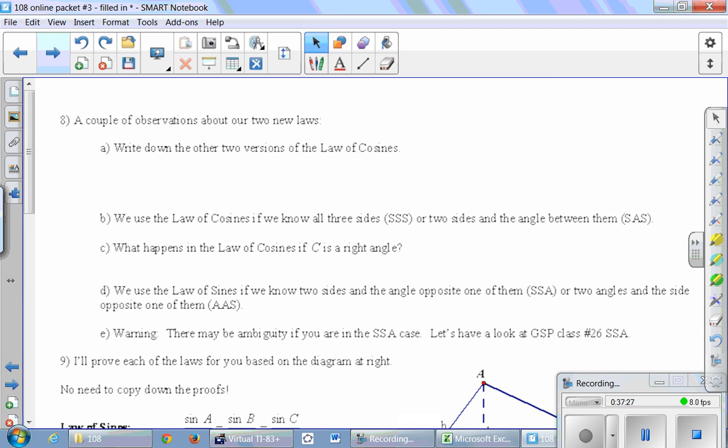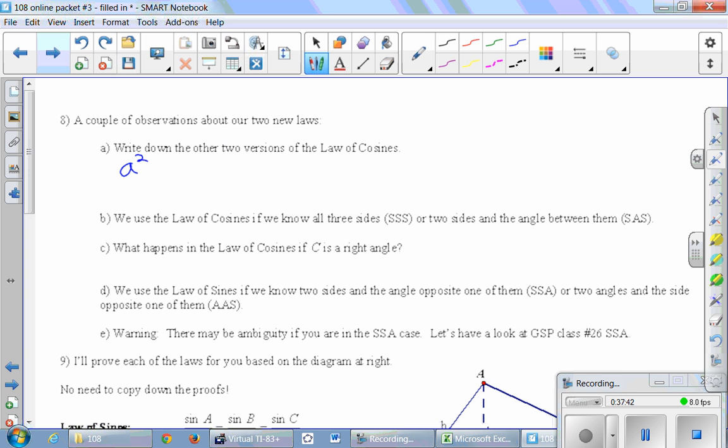Okay, number 8. A couple of observations about our two new laws. Part A, write down the other two versions of the law of cosines. Okay, so the law of cosines that was typed on a couple of pages ago started c squared. So there's another one that starts a squared equals, and yet a third one that starts b squared equals. So we wrote one of them already, but maybe pause the video, see if you can fill in the two equations using the pattern of the law of cosines.